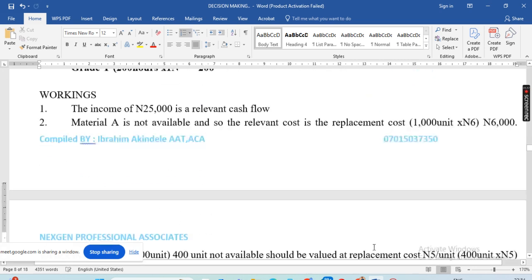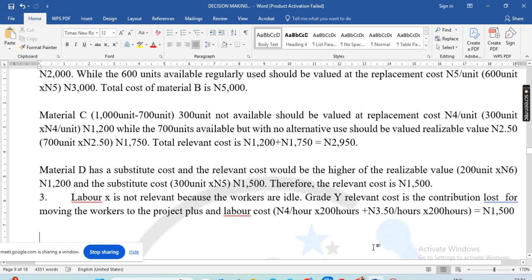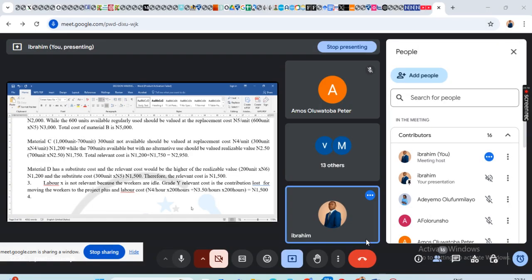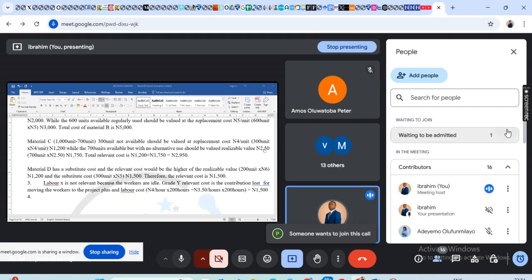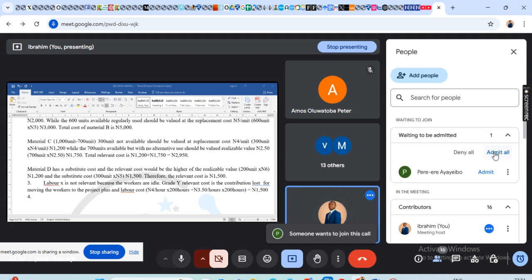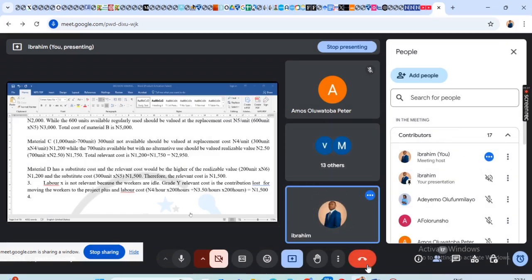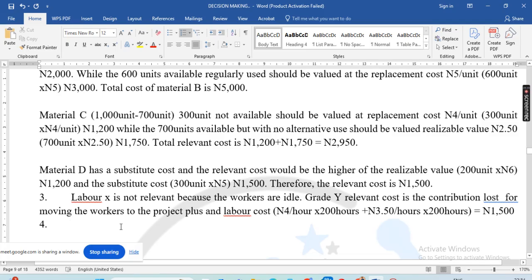So we go back to our workings. Please, all these workings are very important. It will fetch you more marks in performance management. This is why most students lose marks, because they fail to put the workings. These workings will show the examiner that you understand this relevant costing very well. It's very important to add notes to everything you are doing in relevant costing.